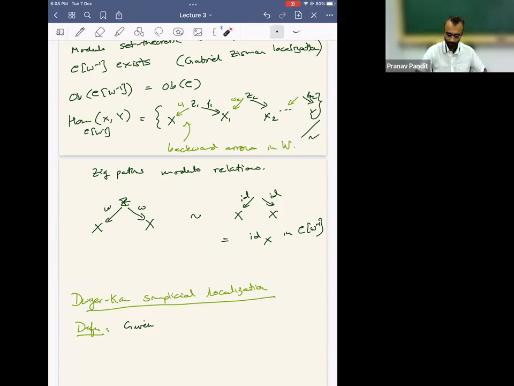I can do first V1, which would go from X1 to Z1, and then I could do F1, which would go from Z1 to X1. Then if V2 is the inverse of W2, I could do V2, which goes from X1 to Z2, and then F2, which goes from Z2 to X2. I could compose all these to get a morphism from X to Y. But the problem is I don't really have an inverse called V1. It doesn't yet exist in C. It's something I want to add in by hand, right? So how do I add it in?